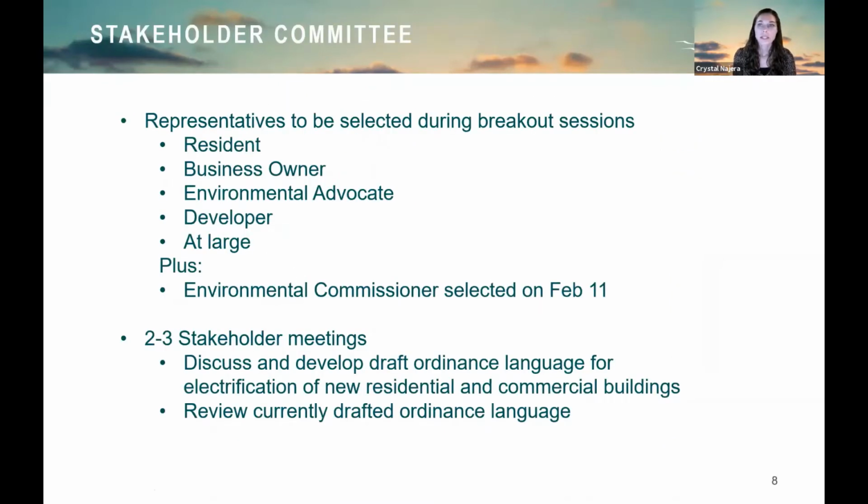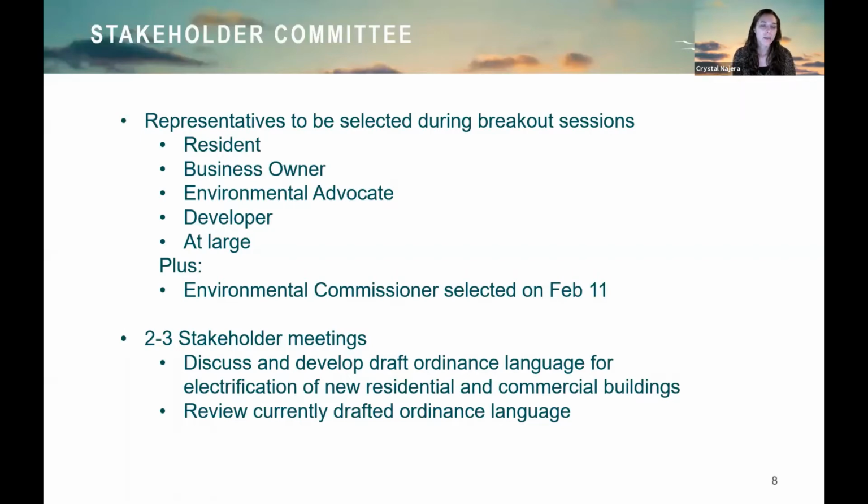So I wanted to dive into the stakeholder committee just a little bit more and just share the structure that we are planning. So the representatives to be selected tonight, that'll be during the breakout sessions. And we have these five groups that we've identified would hopefully best represent all of the different interest groups in this process. So we've got a resident group, a business owner group, an environmental advocate group, developer group, and then an at-large group for that kind of undefined area that you always seem to have.